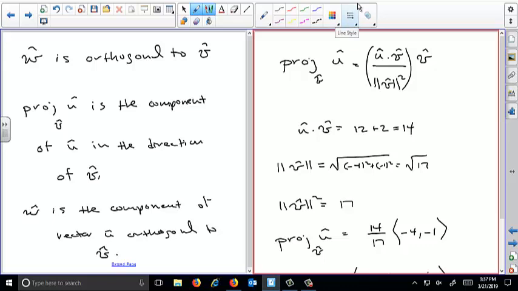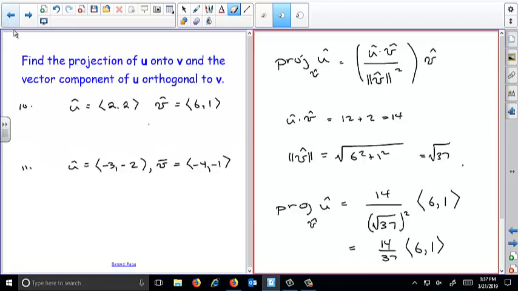This magnitude squared is 17, so yeah, there should be a squared right there. See that I missed that out. So let me fix that. Okay, so this is the magnitude of v and the magnitude squared. So now I just plug in the equation. This dot product is 14. The magnitude of v squared is 17. Multiplied by the vector v, which is negative 4 comma negative 1.